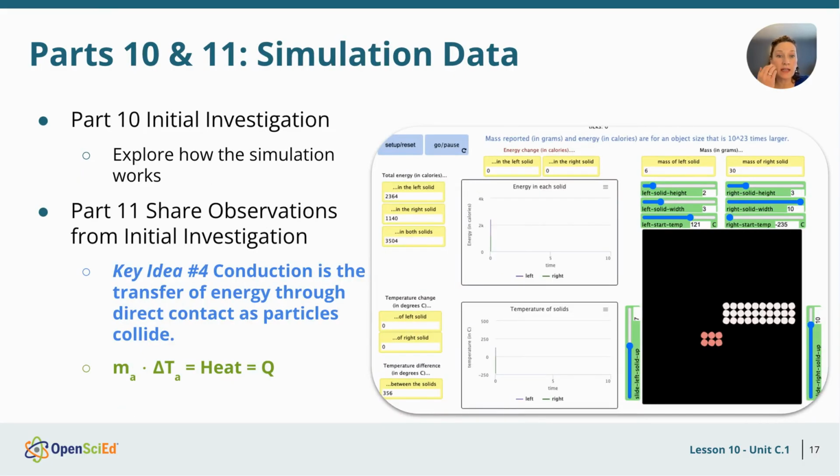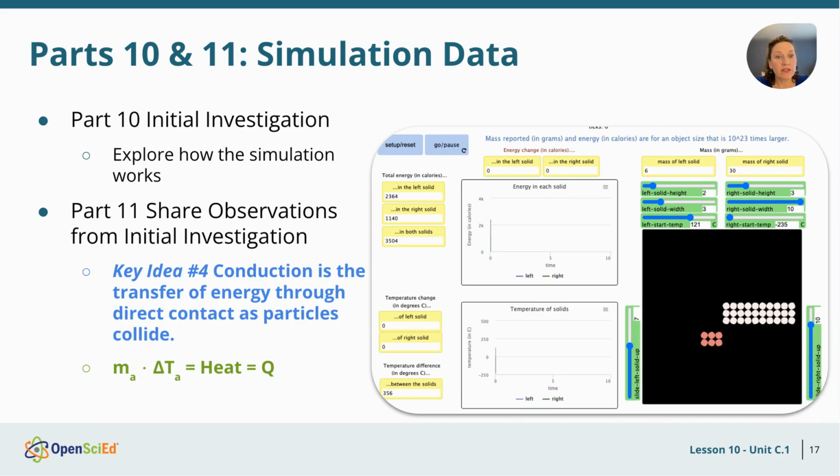In parts 10 and 11, this is where we will find the simulation. So part 10, you can let them know that they can be creative and they don't need to follow a procedure yet. The goal of that initial investigation is to get a sense for how the simulation works and start to notice and wonder about what they see with the energy doing in the system.